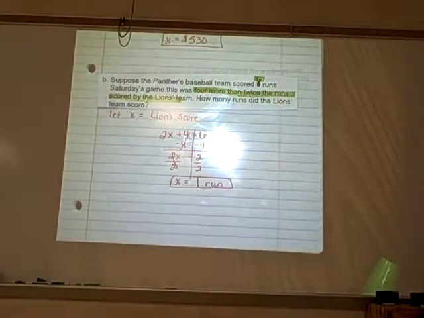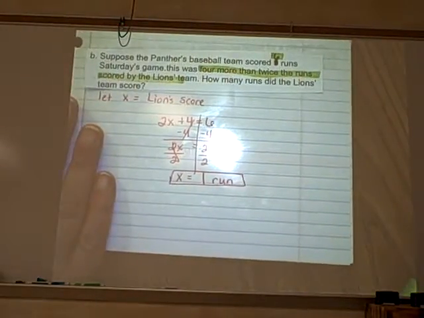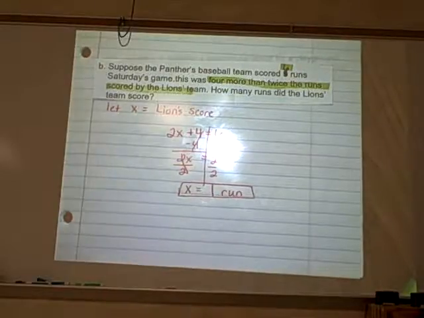So when you work that one out, you can see that the Lions scored just 1 run. He sucked. Is that better? That's about all I can do. Maybe you can get a better baseball team. Or a better coach.